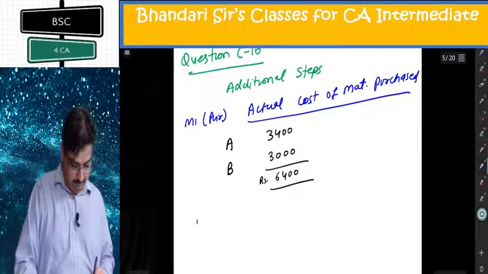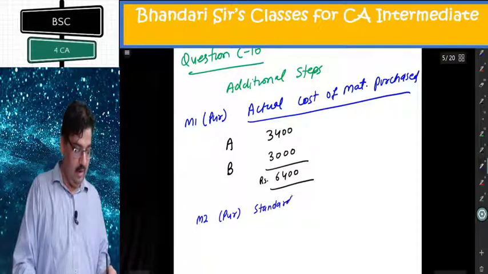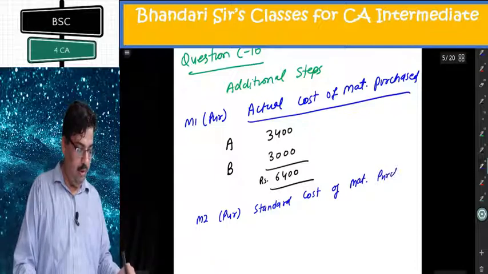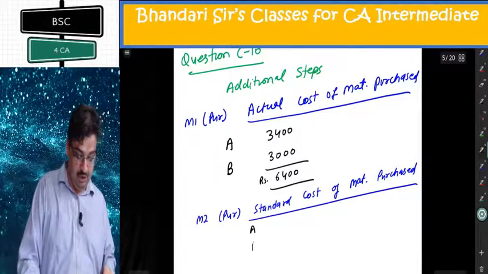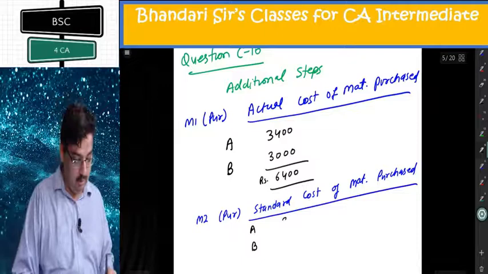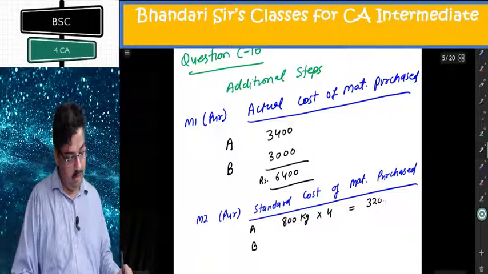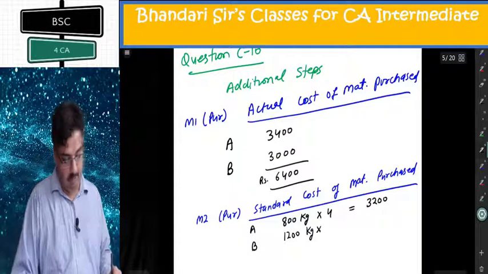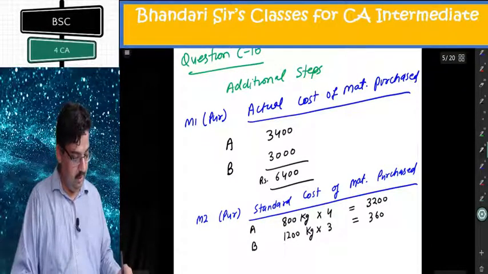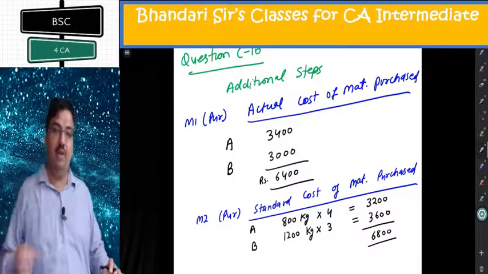M2 purchase, standard cost of material purchased. Apply standard rate on actual quantity purchased. Don't think about consumption at all. 800 kg multiplied by 4, 3200. 1200 kg multiplied by 3, 3600. This makes 6800.